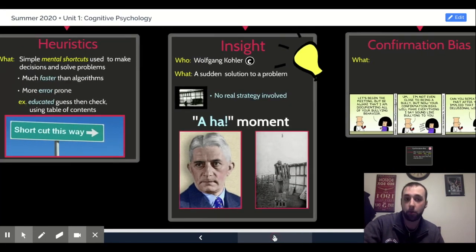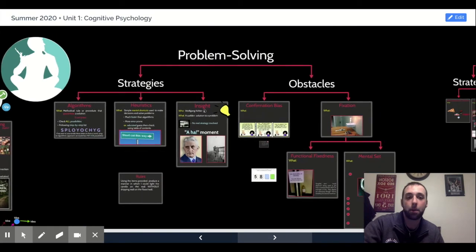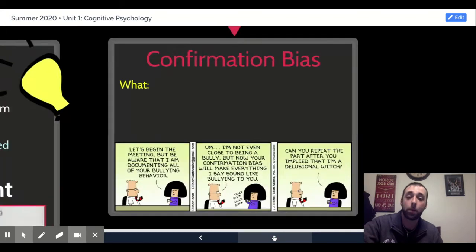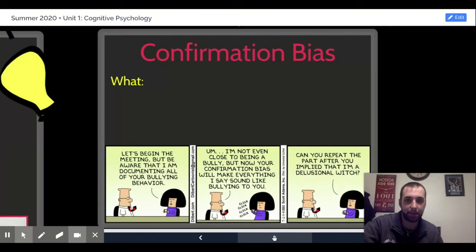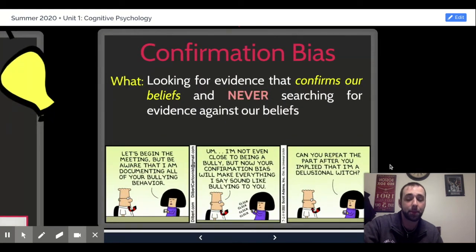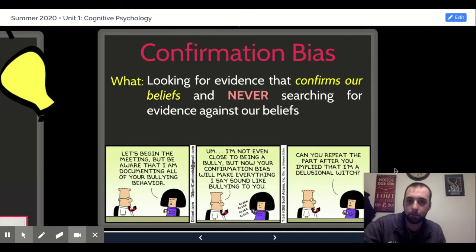Proceeding on to the final portion of this concept map, we'll be talking now about obstacles that you can encounter when trying to solve a problem. The very first obstacle is what we call confirmation bias. This is a term that appears on the AP exam quite frequently. A confirmation bias is when you are trying to solve a problem or alternatively make a decision, and in doing so, you only look for evidence that backs up your belief.